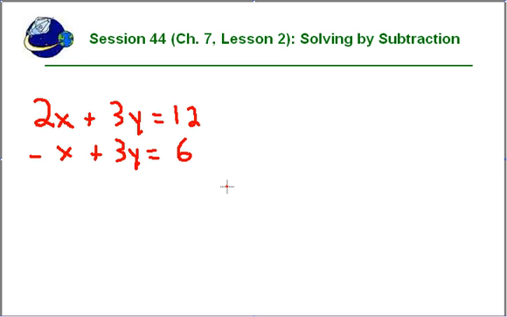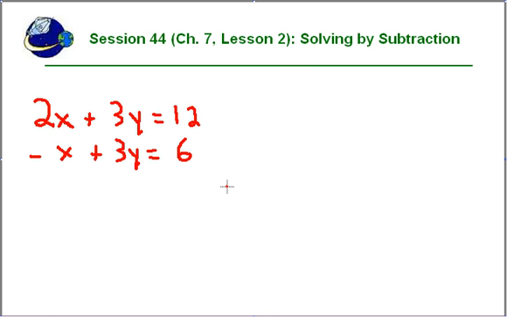In session 44 here, we're going to look at solving simultaneous equations by using the subtraction method. If you remember from the previous lesson where we tried to solve simultaneous equations by the addition method, the priority or the goal when you try to solve simultaneous equations together is to do it in such a way that you eliminate one of the variables. Predominantly what we're looking at here is an x variable and a y variable.